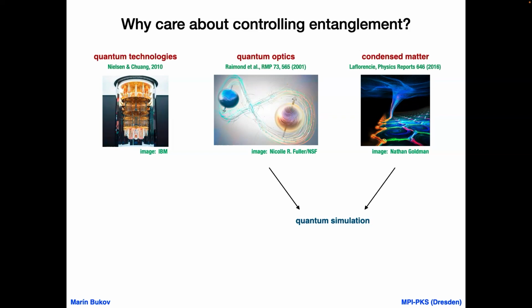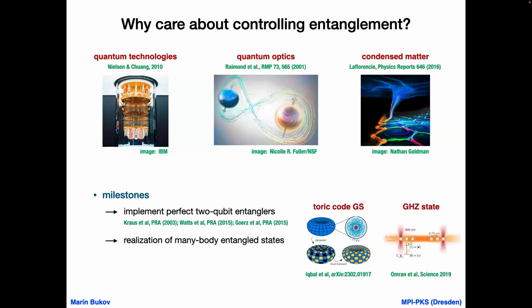I wouldn't say that they are competitive, but at least one can think of doing this. All right. So I mentioned quantum simulation, and now with respect to entanglement, I want to just outline a couple of milestones. The first one is that we can already implement perfect 2-qubit entanglers. So the entangling problem has been solved on the level of 2 qubits. This was actually done around a couple of years ago or so.